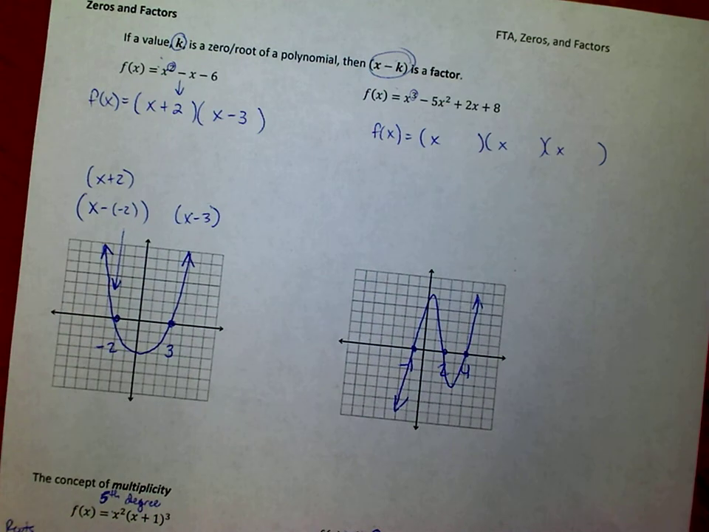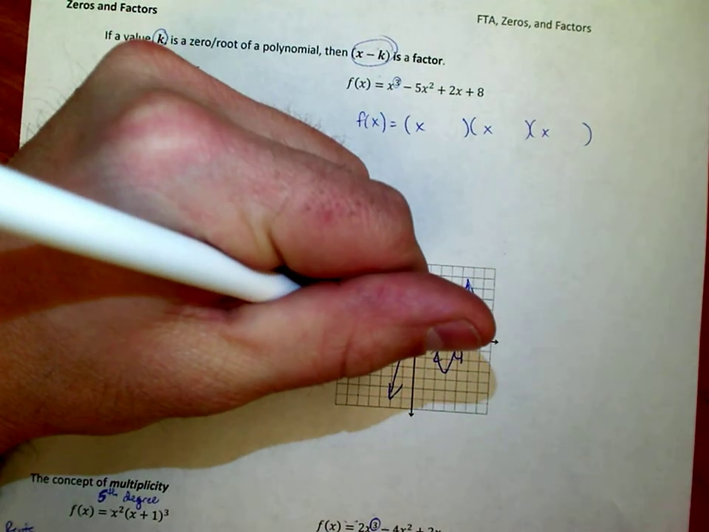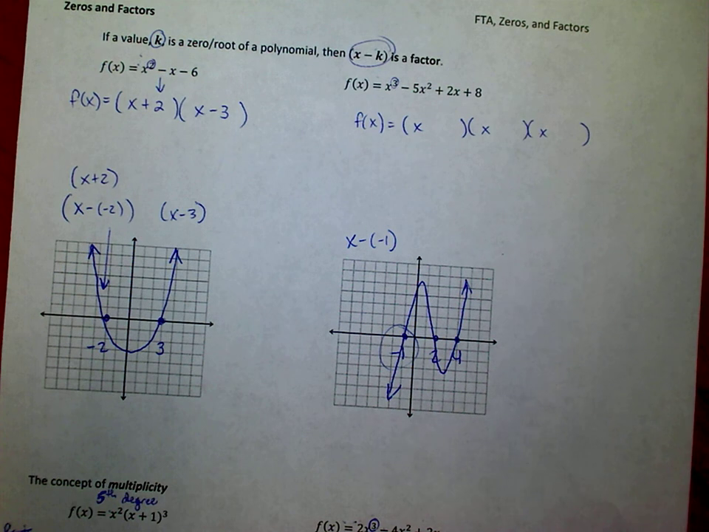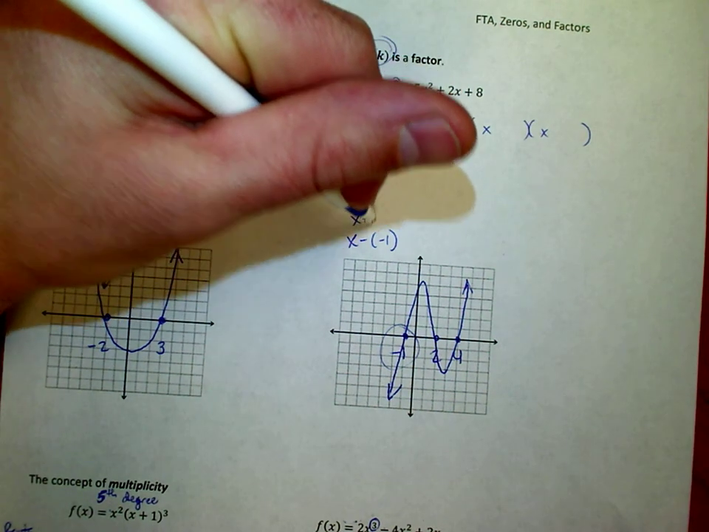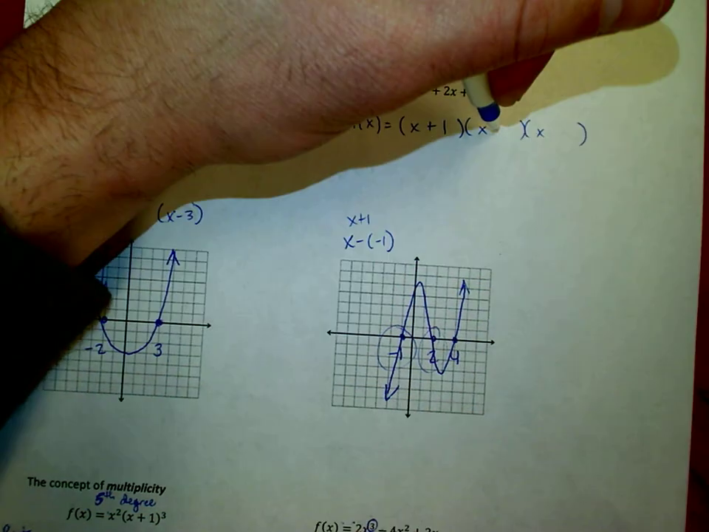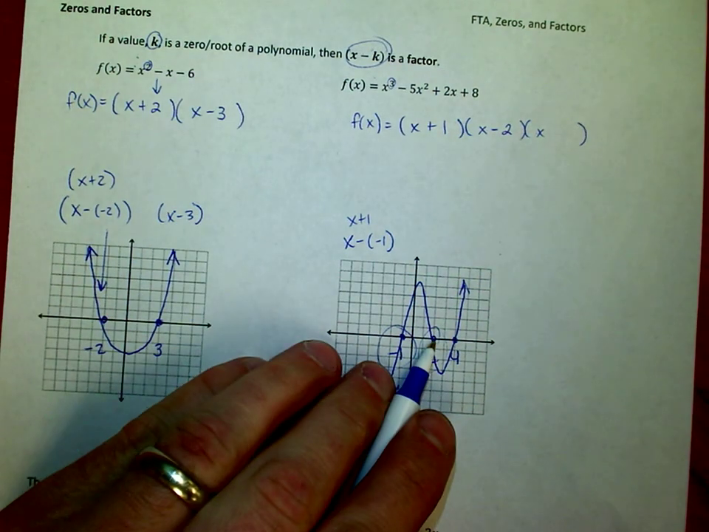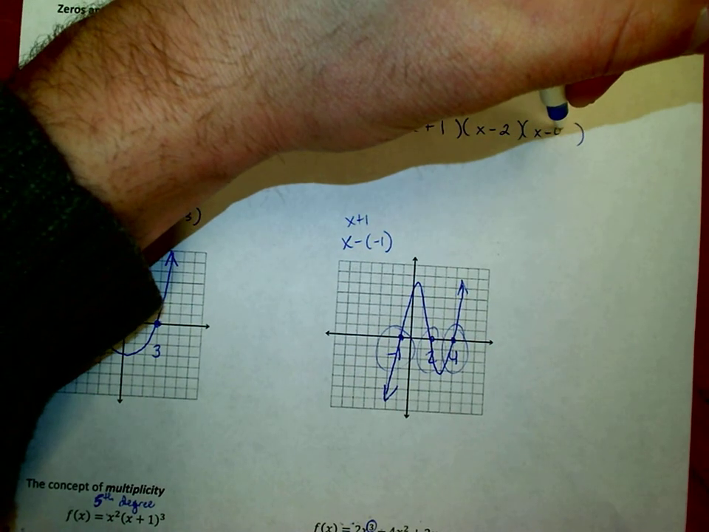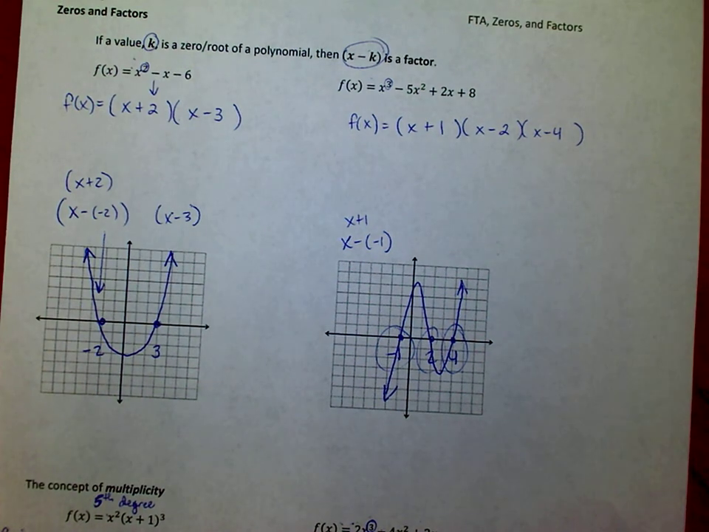Now I know, because -1 showed up, that x minus a -1 is one of my factors. That's a double negative, so it's x plus 1. Because 2 showed up as a zero, x minus 2 is a factor. And because 4 came up, x minus 4 is a factor. I just factored out that equation just by graphing. That's pretty slick. I think that's cool.